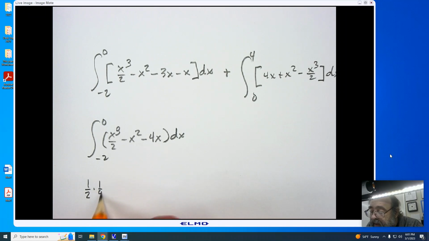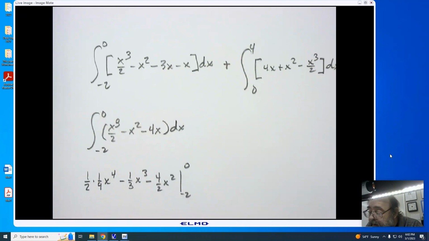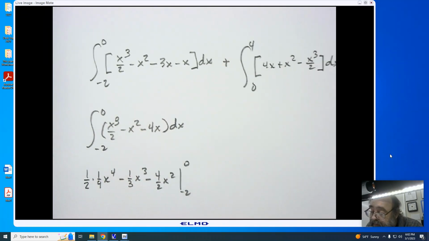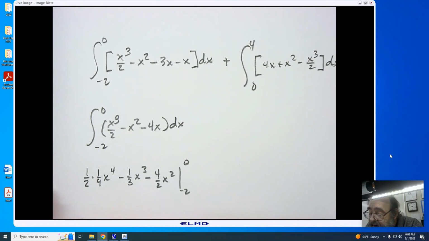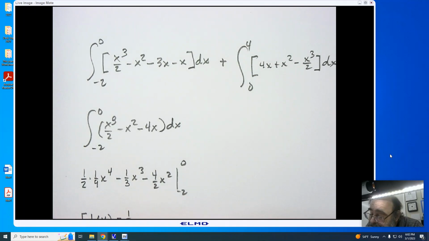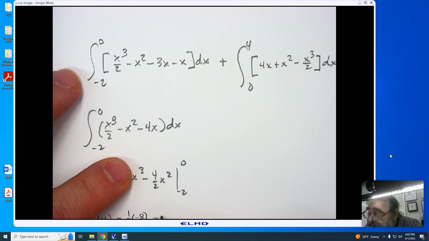1/2 times 1/4 x to the 4th minus 1/3 x cubed minus 4 over 2 x squared from -2 to 0. The 0 is going to cause all of this to cancel. But the -2 is going to give me a value. So I'm going to have 1/8 of -2 to the 4th, which is 16, minus 1/3 times -8. And then I have this minus 2 times -2 squared, or positive 4.